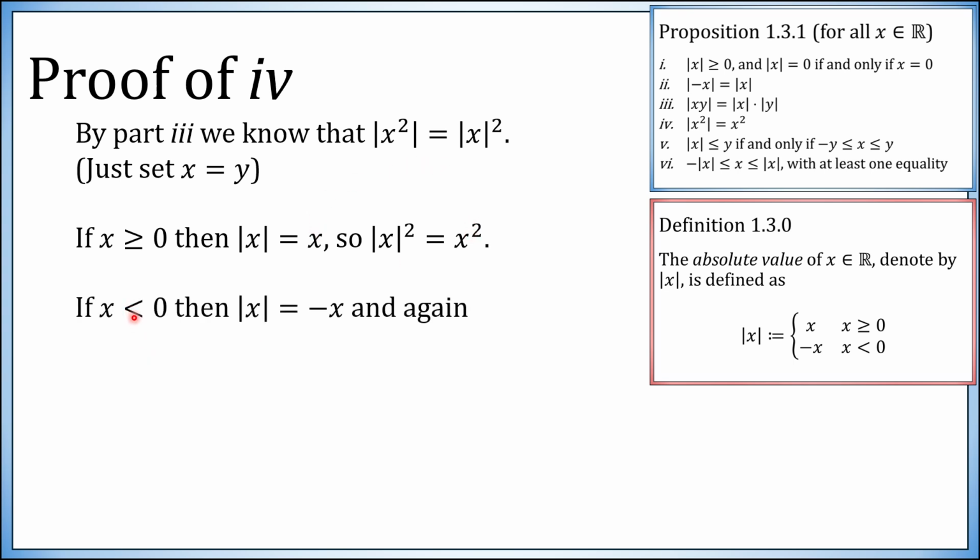Now, if x is negative, then the absolute value of x is just -1 times x. So again, you would have the absolute value squared is the absolute value times the absolute value, but then these -1s would cancel each other out. You'd end up with x squared again. Altogether, the absolute value of x squared is always equal to x squared.